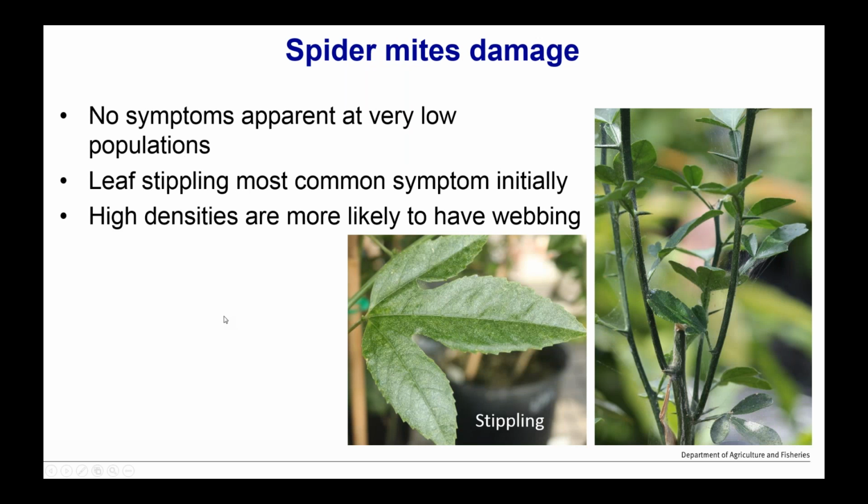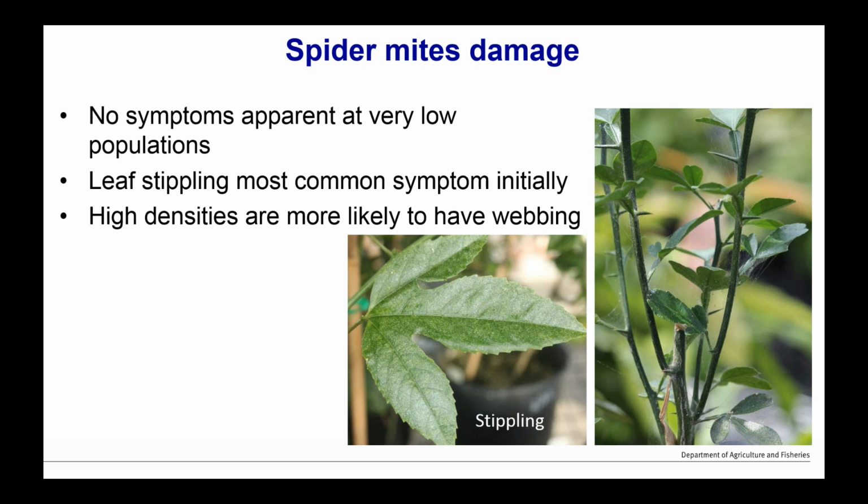The damage that spider mites tend to cause will vary depending on the number of mites present. At very low numbers, you may not even see any symptoms at all, or you'll just see a very small number of chlorotic spots, called stippling, where there are tiny little yellowish spots where they've used their mouth parts to pierce the cells and simply remove the chlorophyll content of the cells.